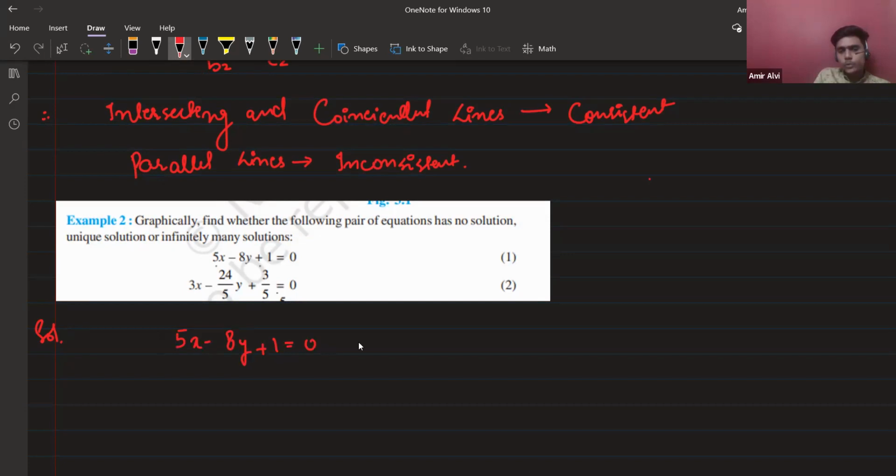This is our first equation, yes or no? And the second equation is 3x minus 24 by 5 y plus 3 by 5 equals 0. Now tell me, can I multiply this second equation by 5 to cancel out this denominator, yes or no?